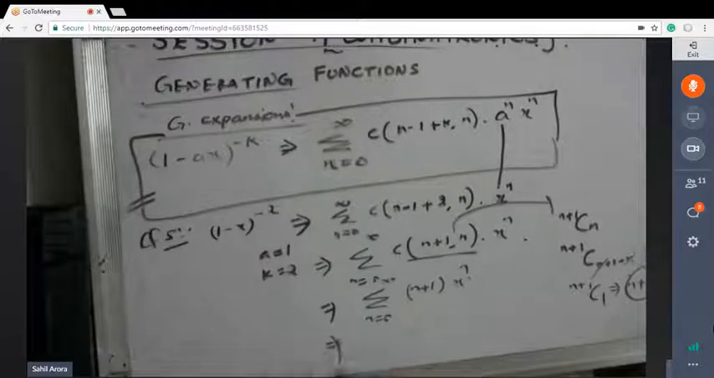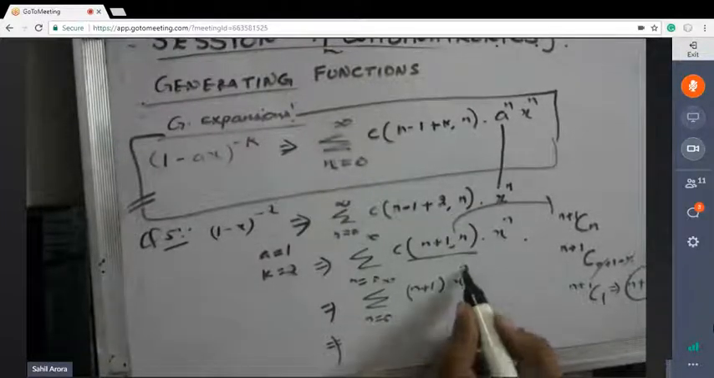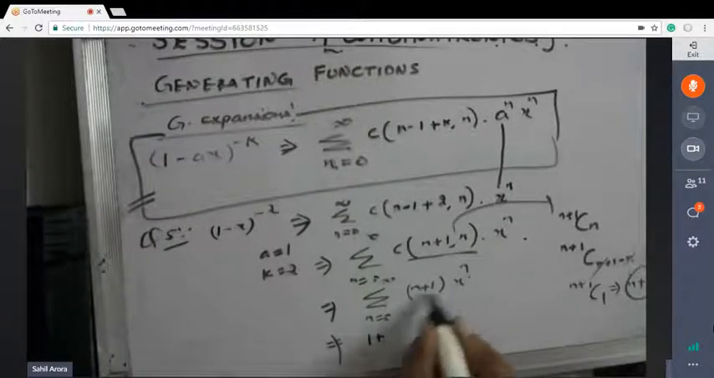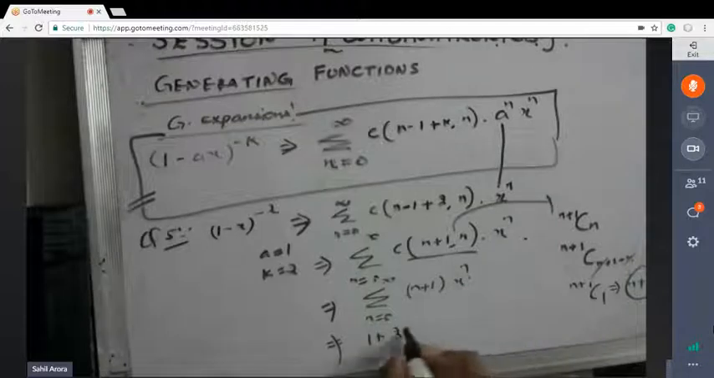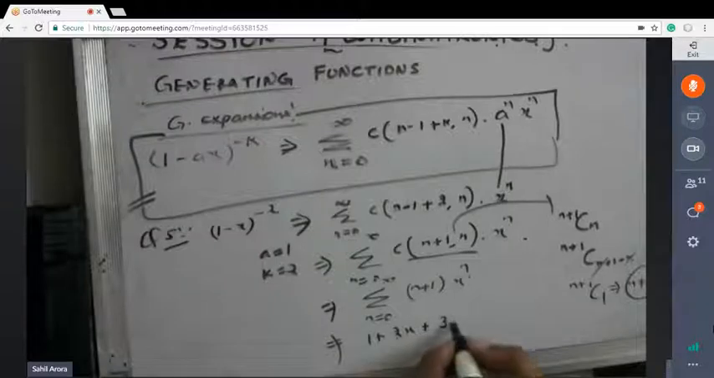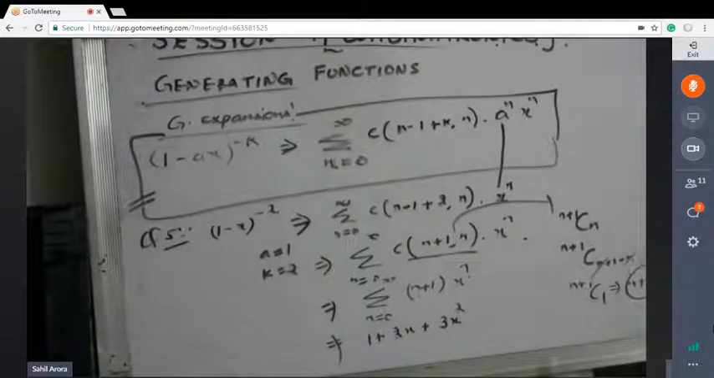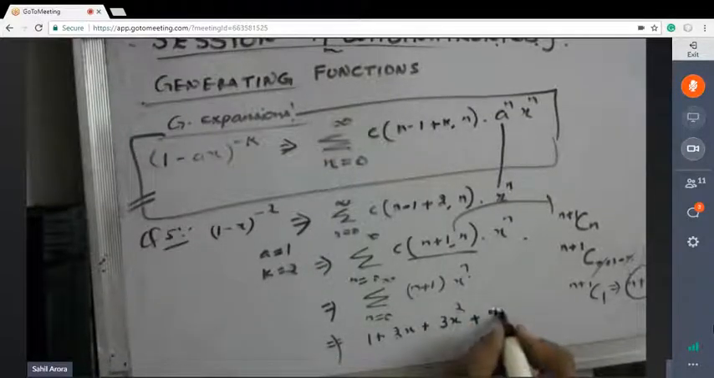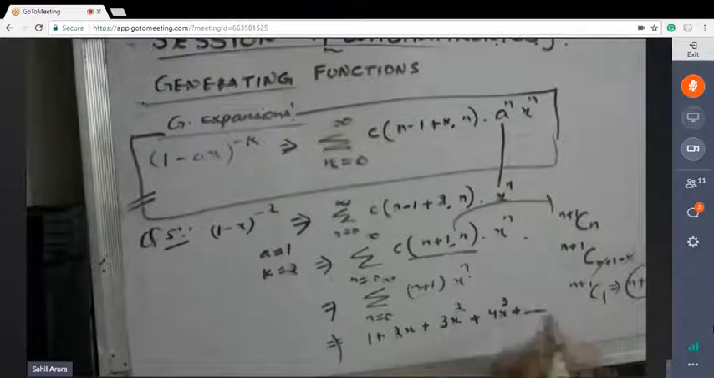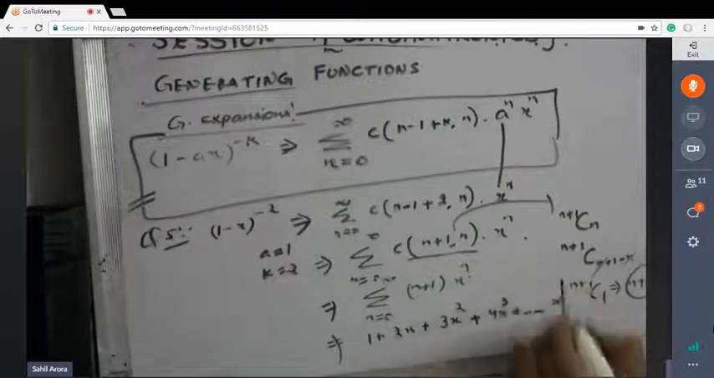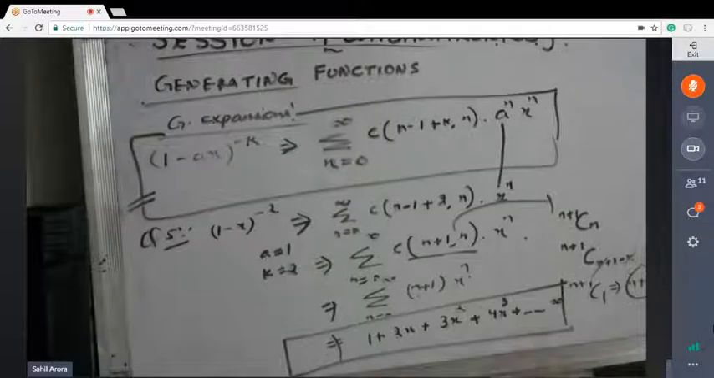Simple, right? Now put 0 here. If you put 0 here, it becomes x^0, which is nothing but 1. If you put 1 here, it becomes 2x. If you put 2 here, it becomes 3x squared. And you can guess the next term also. If you put 3 here, it becomes 4x cubed, and so on. The last term, it goes up to infinite. So this is the expansion of (1 minus x) whole power minus 2.